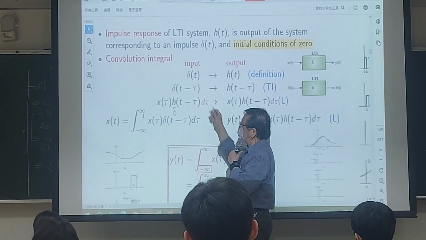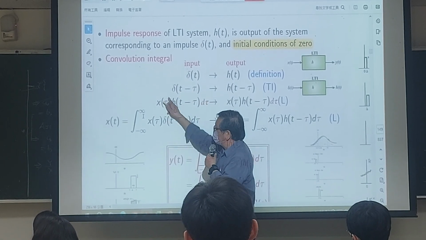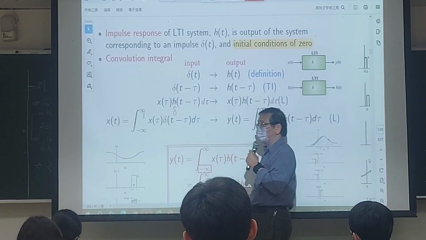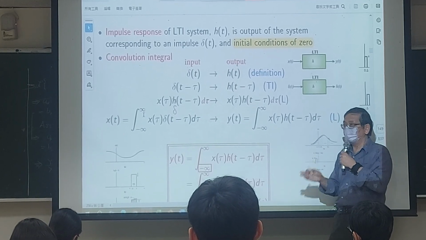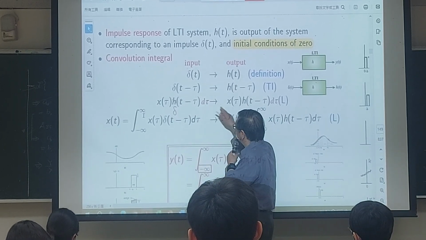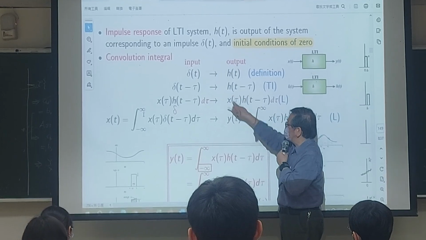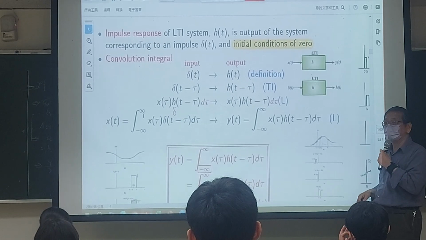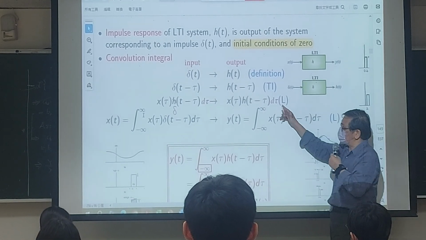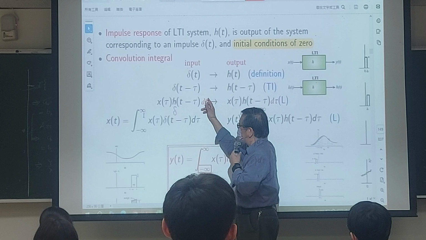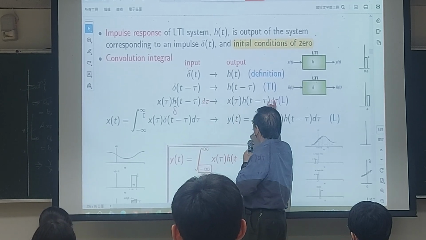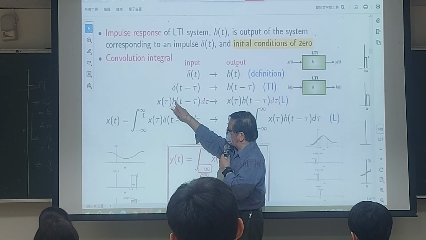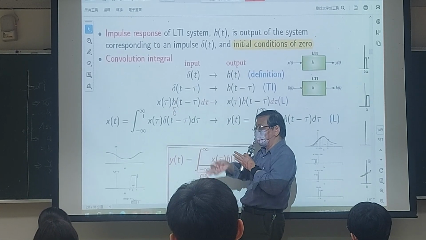Now, if I multiply the impulse function by a scalar, x of tau, the input signal at tau second, then the output will be x of tau times the impulse response, h of t minus tau, because this is a linear system. And this is a typo, it should be delta, not h. The delta function is an impulse.